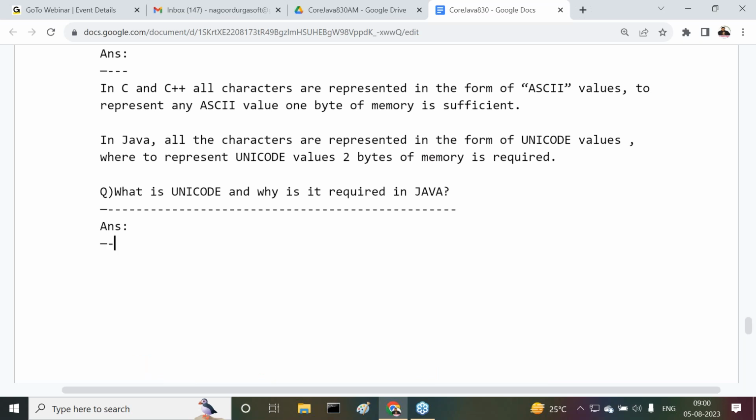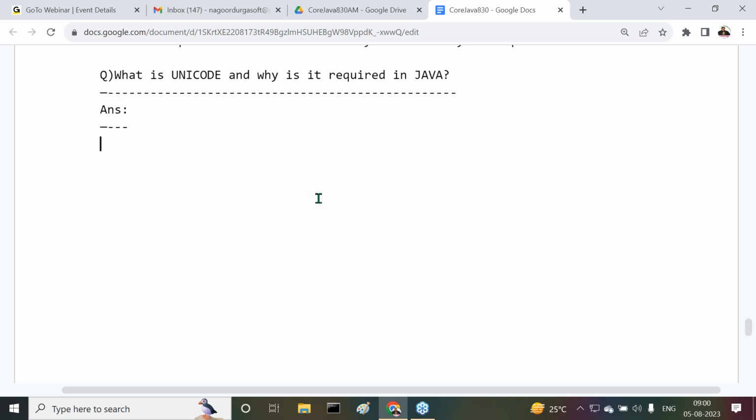All right, now here we have to answer this. Try to understand it clearly. What is Unicode and what is the requirement of Unicode in Java? Why is it required in Java?